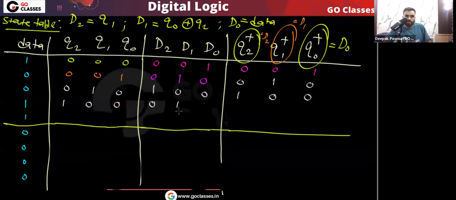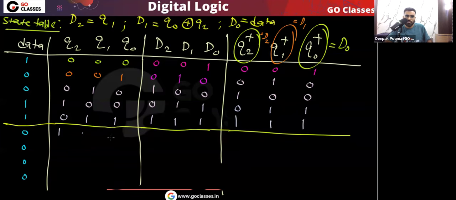So what will D0 be? That will be same as data. So it will be 0, 1, 1. So this 0, 1, 1 we can write here. Then in the next clock cycle, this 0, 1, 1 will become the present state. So now you can see what will be D2, that will be Q1. And this D1 is XOR of these two. So that will be 1. And you can see this D0, that is same as data. So you can see 1, 1, 1. So I can write 1, 1, 1 here.